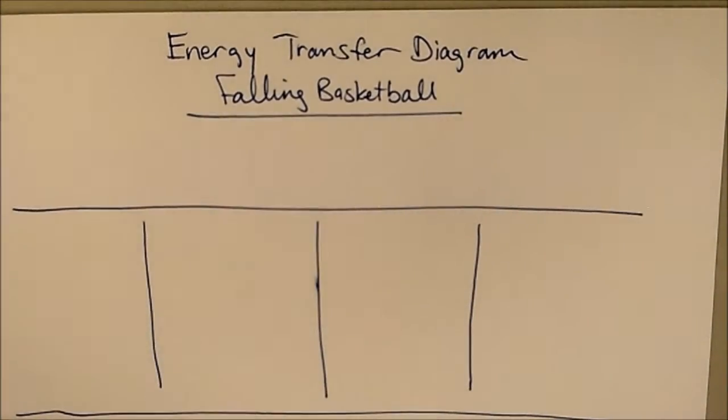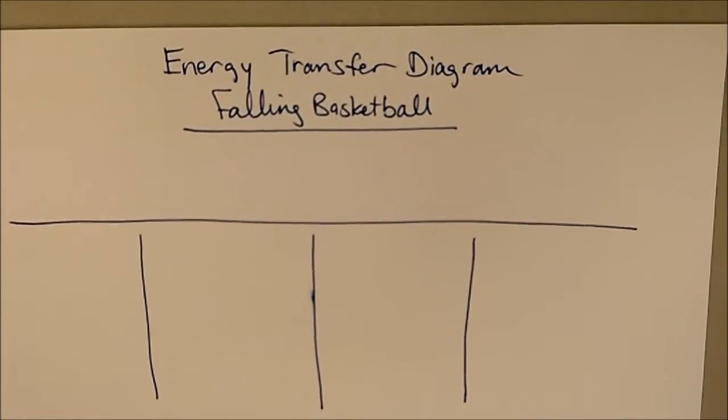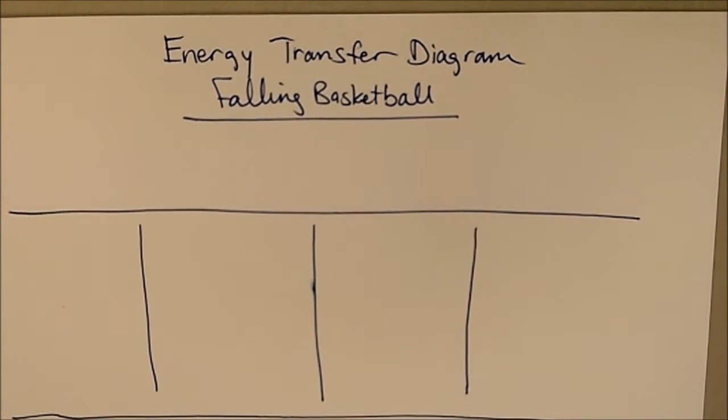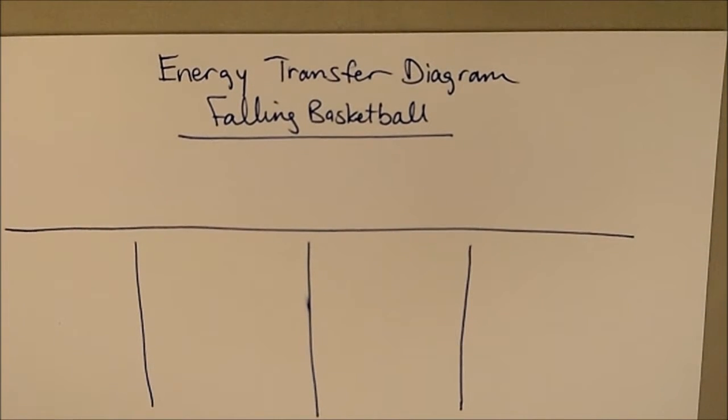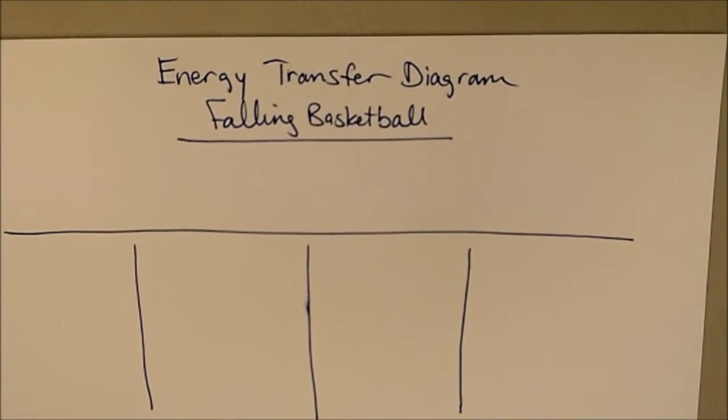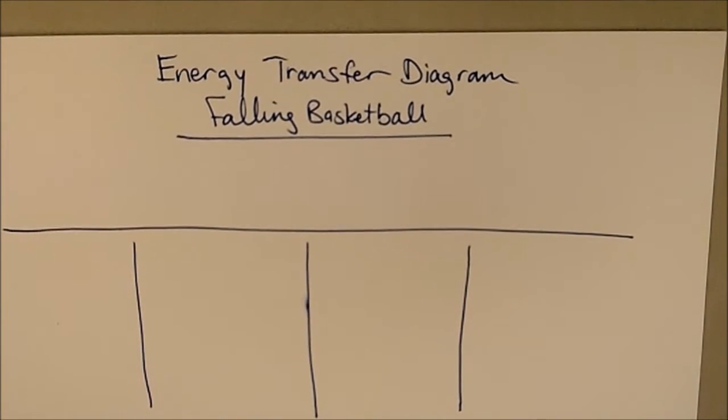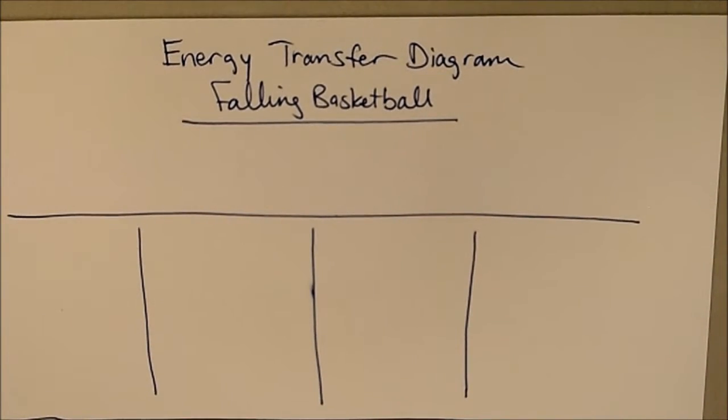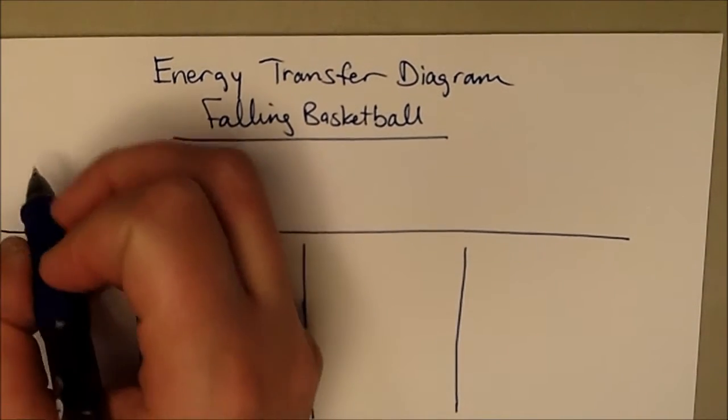We're going to start our discussion of energy transfer by doing an energy transfer diagram. We're also going to specifically talk about a falling basketball. A falling object is a good thing to start with because the energy transfer is fairly simple. It's gravitational potential energy turning into motion kinetic energy. So what we need to do is be able to have a symbol for both of those things.